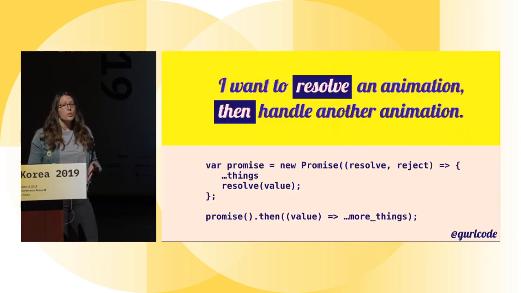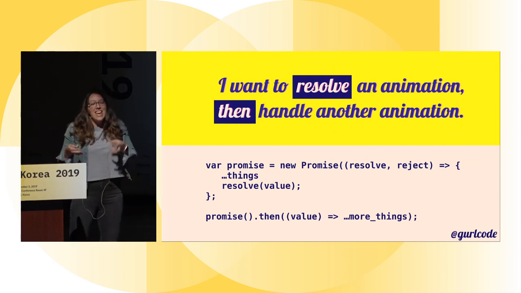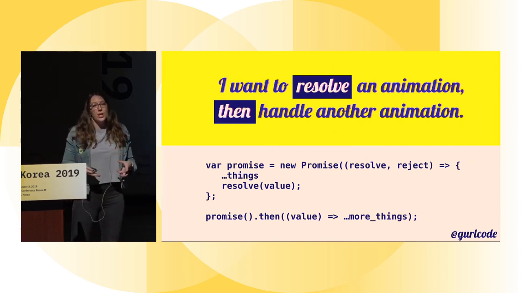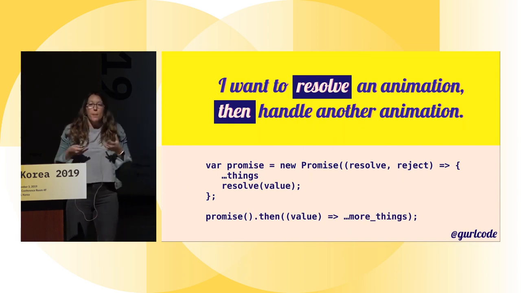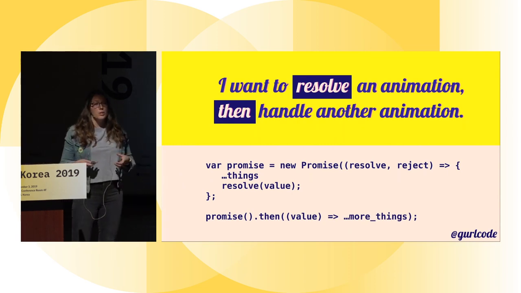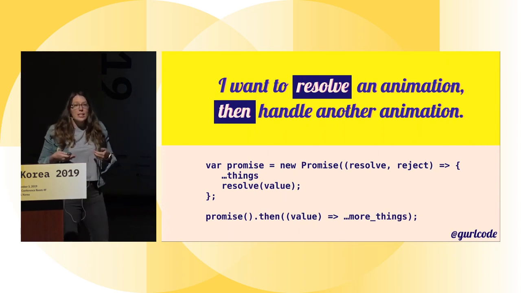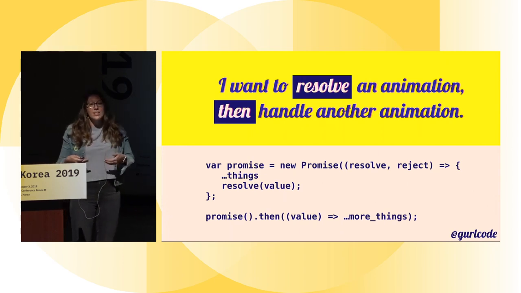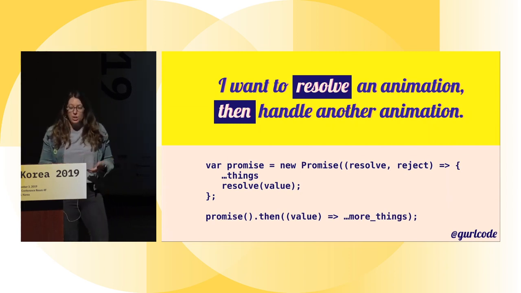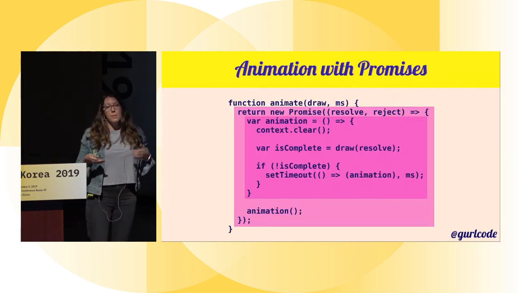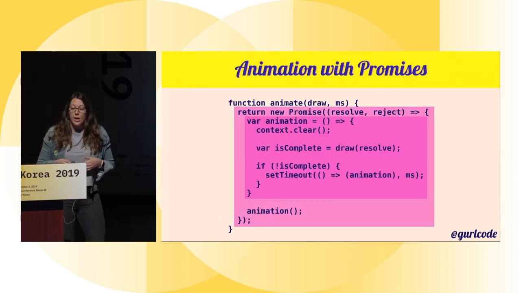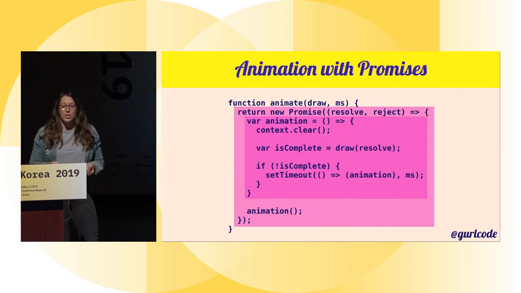What I want is to resolve an animation and then handle another animation. And this sounds a lot like a promise. Now, promises represent eventual values. So I can animate inside of a promise, resolve it, and because it's eventable, I can then kick off another animation. So for the first version of this game, that's exactly what I did. I used promises for every animation.